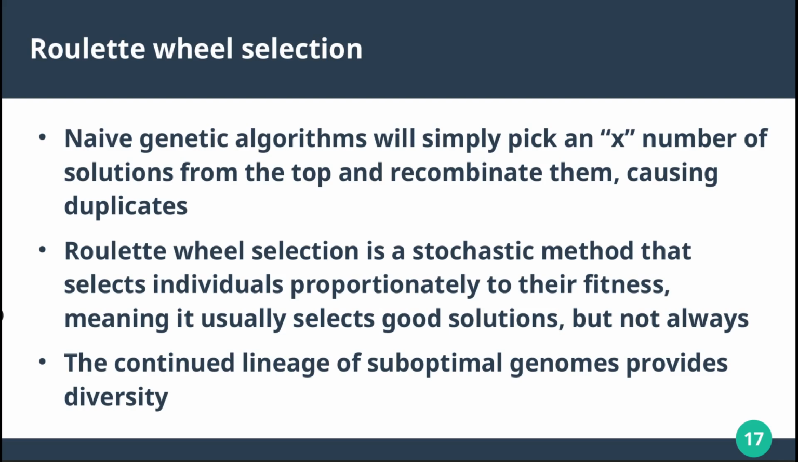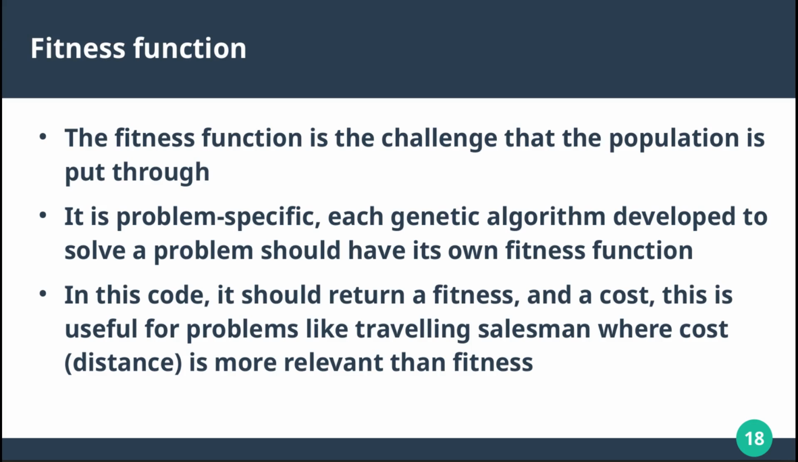You can increase selection pressure to have more elitism, or you can have it lower to have more diversity within your population. And then there's the fitness function. This is something that you have to write yourself if you want to use genetic algorithms to solve something, because the fitness function is actually problem dependent. So depending on what your problem is, you need to come up with your own fitness function.